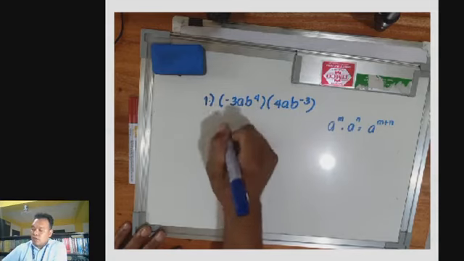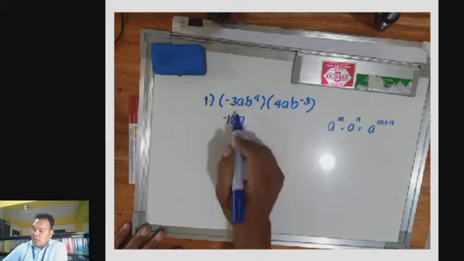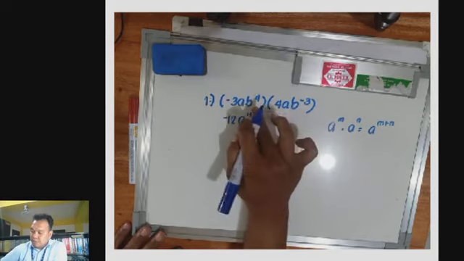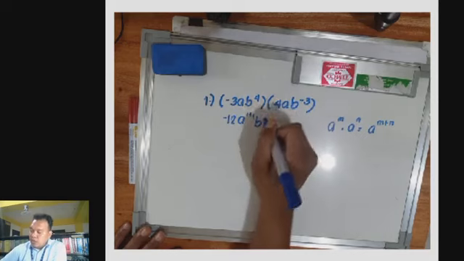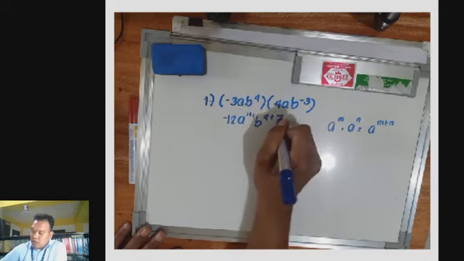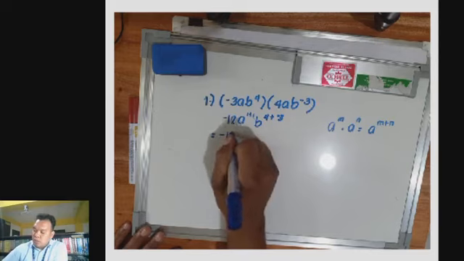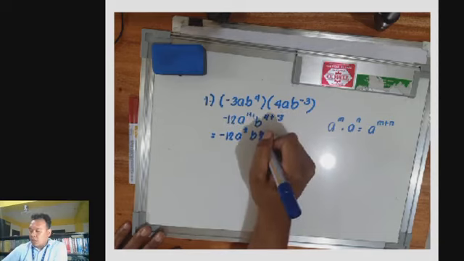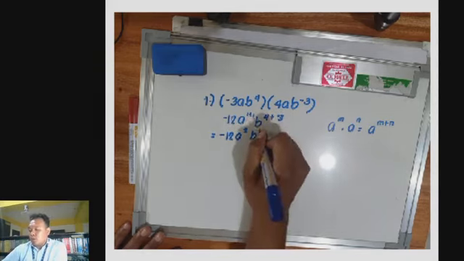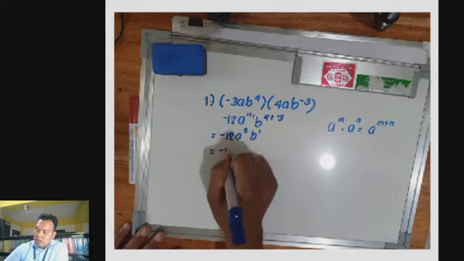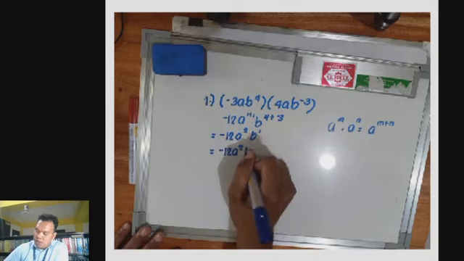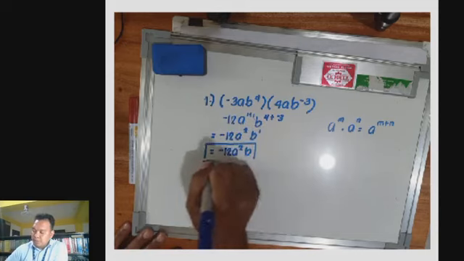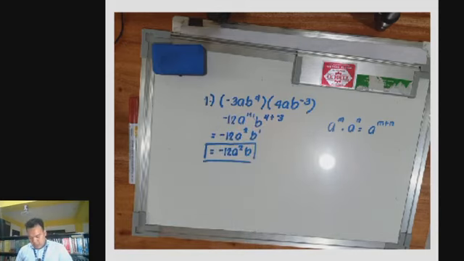So, 3 times 4 will become negative 12. A, di ba may 1 yan? May 1 din to. 1 plus 1 will be 2. Then, b, 4 plus negative 3. Therefore, ang lalabas na sagot dyan, negative 12, A, 1 plus 1 is 2, B, 4 plus negative 3, lalabas dyan is 1. Therefore, the final answer will be negative 12A squared B. Hindi na po natin ilalagay yung 1 dun sa exponents ng B kasi nga, wala naman siyang 1. Ito po yung final answer dun sa question number 1.